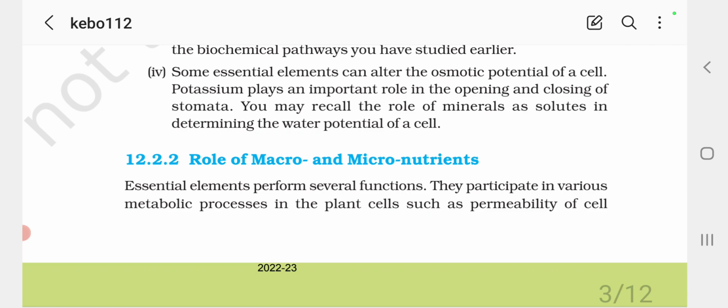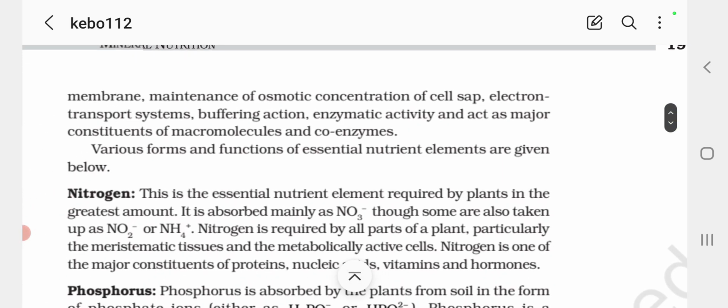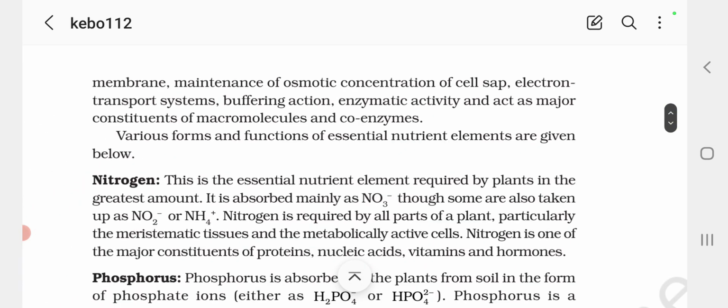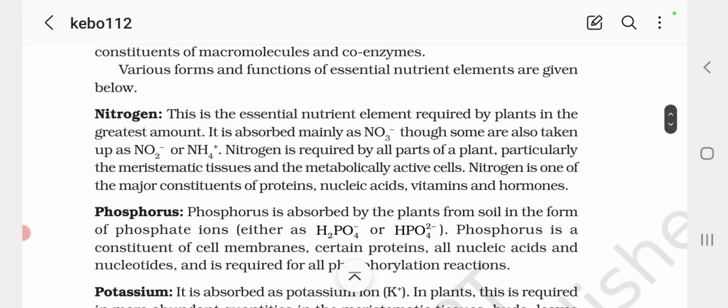12.2.2 Role of macro and micronutrients. Essential elements perform several functions. They participate in various metabolic processes in the plant cell, such as permeability of a cell membrane, maintenance of osmotic concentration of cell sap, electron transport system, buffering action, enzymatic activity, and act as major constituents of macromolecules and coenzymes. Various forms and functions of essential nutrient elements are given below.